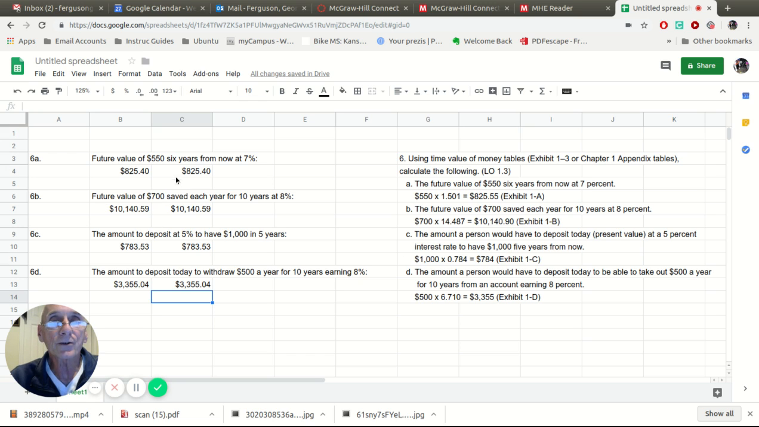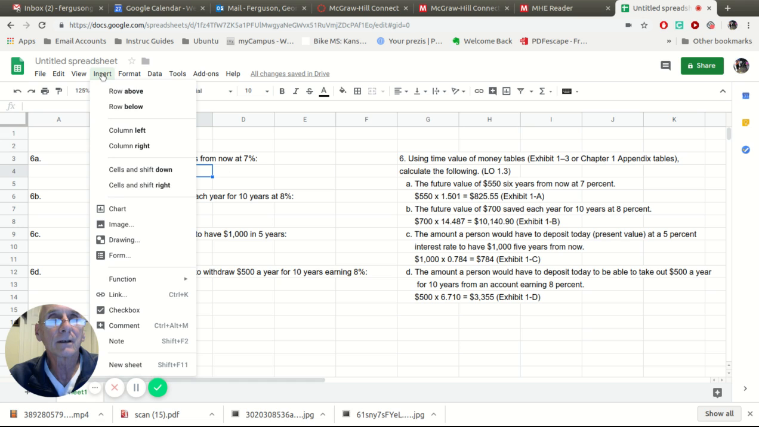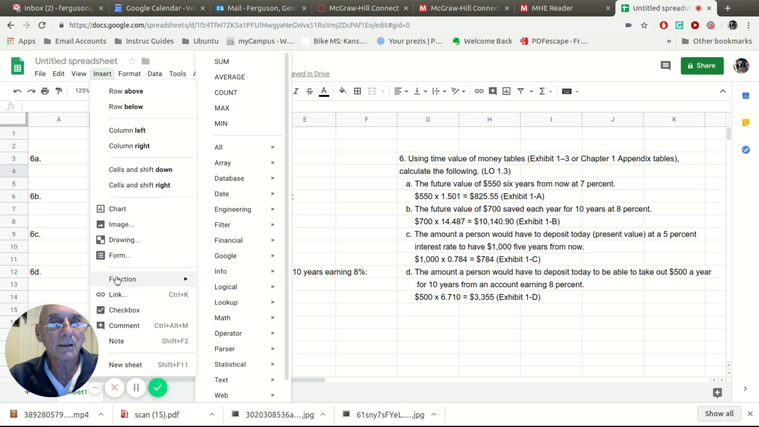Now, you can also use Google Sheets to do this. What you're doing is you're inserting functions. So for the first one, we're looking at the future value of $550 6 years from now at 7%. So what we do is we go up to Insert, Function.